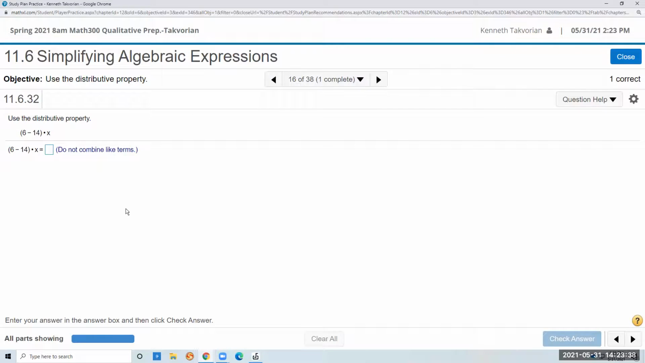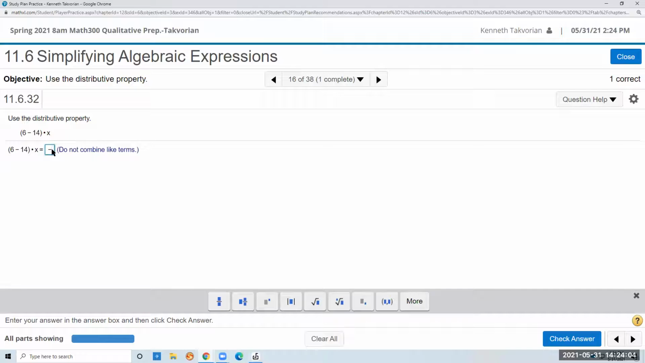The problem says use the distributive property to make the calculation. Parentheses 6 minus 14, that result times x. A lot of people don't read the directions carefully. It says use the distributive property. We want to show the distributive property. So we don't want to say 6 take away 14 is negative 8 and then put in minus 8x.